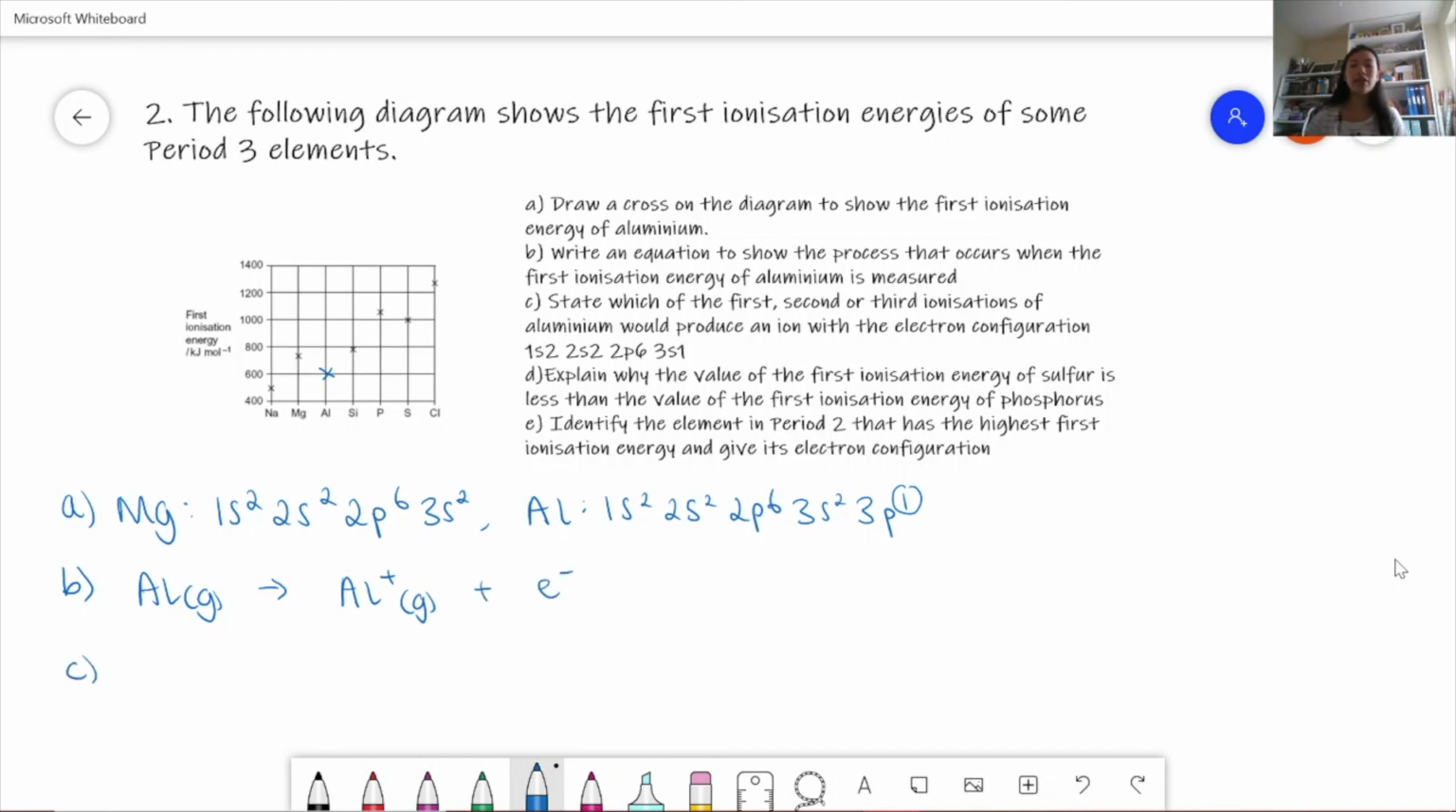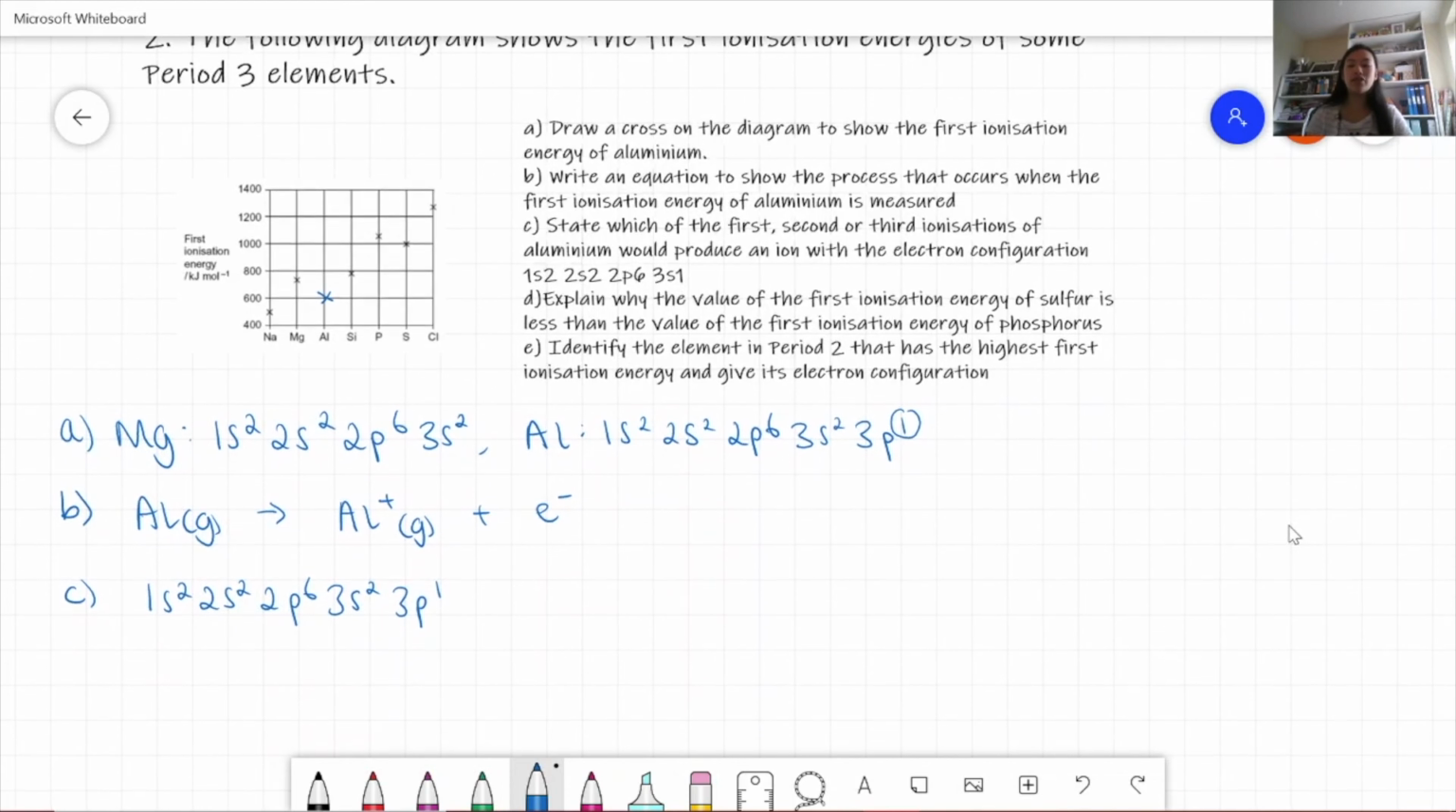And then for C, state which of the first, second, or third ionisations of aluminium would produce an ion with the electron configuration 1s2, 2s2, 2p6, 3s1. So aluminium we worked out was 1s2, 2s2, 2p6, 3s2, 3p1. And so now we just work out how many electrons we're removing to get to 3s1. So we're removing the 3p1, and then we're removing the 3s2, and then we get onto the 3s1.